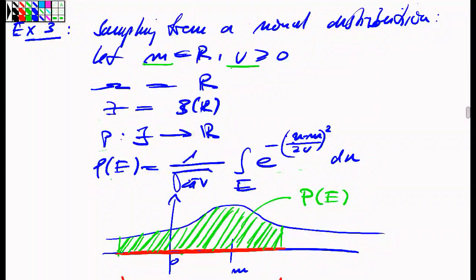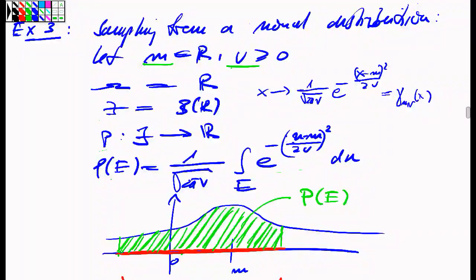Using these parameters, I can define a real-valued function, x goes to 1 over the square root of 2 pi v times e to the minus (x minus m) squared over 2v. This is, as I said before, this famous bell-shaped function, and sometimes we shall denote this also by gamma_{m,v}(x). So that's the Gaussian function for the given parameters m and v, and this will be our weight function for the definition of the Gaussian measure.